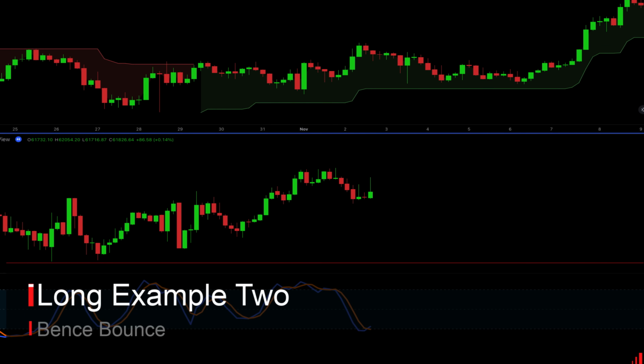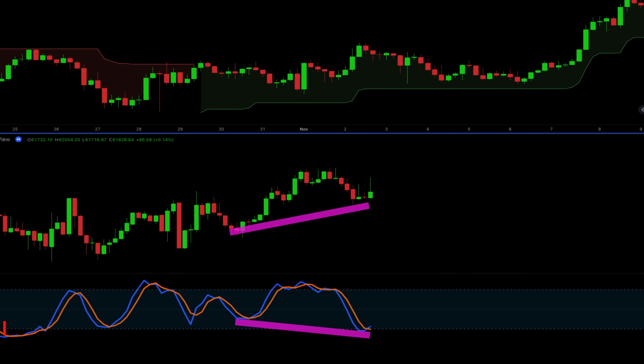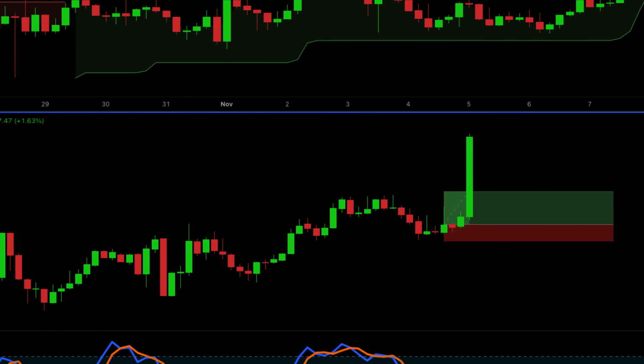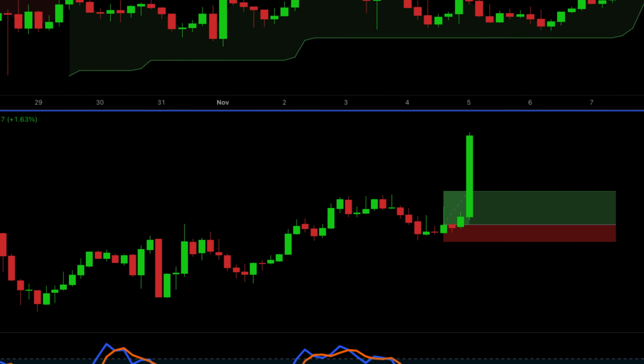I have one more long example. The Supertrend is green on the 4-hour chart. There is hidden bullish divergence on the stochastic oscillator, a higher low on price and a lower low on the indicator. Third, the stochastic enters the oversold zone. And finally, we get a cross up of the stochastic. Everything converges on this candle and it serves as our trigger. The stop is placed at the previous swing low and 1 to 2 is our target. And our trade is closed in profit on this very bullish candlestick.